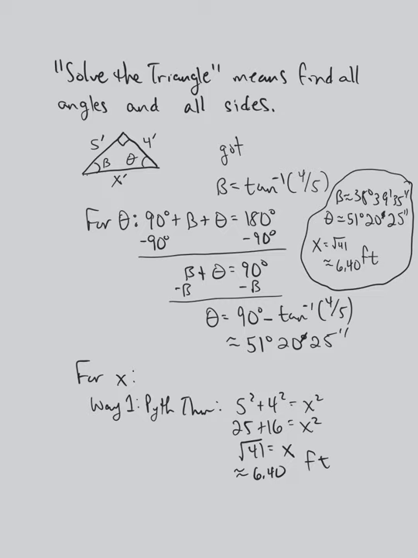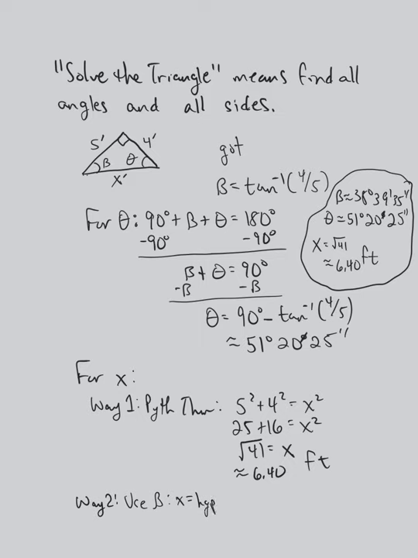Now one thing too, I mentioned in a previous video, I like to use the Pythagorean theorem to check. So what you could do instead, you could use trig to find x. You just pick an angle, beta or theta, to solve for x. So let's use beta. If we used beta, x is the hypotenuse.